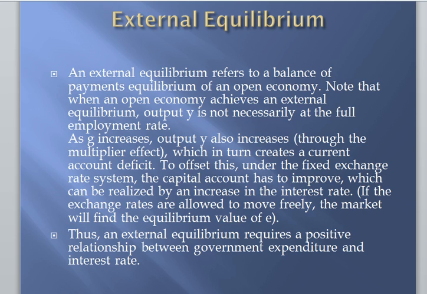So, which leads to an exchange rate that is allowed to move freely, and the market will find an equilibrium value of E. Thus, an external equilibrium requires a positive relation between government expenditure and interest rate. A positive relation between government expenditure and interest rate.